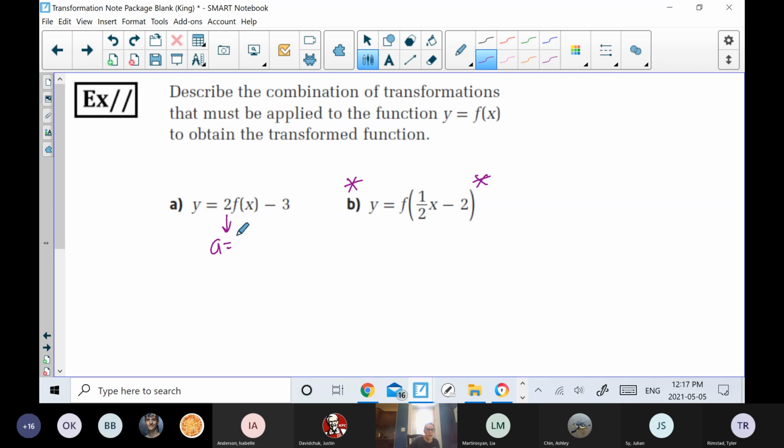This is an A parameter, and A is 2. That's going to be a vertical stretch. This is my K parameter. K is equal to -3, and that's the up-down move, so that is a vertical translation.